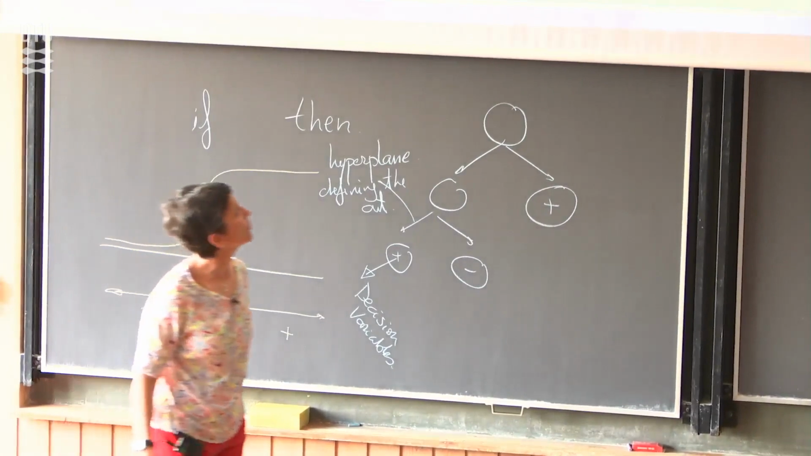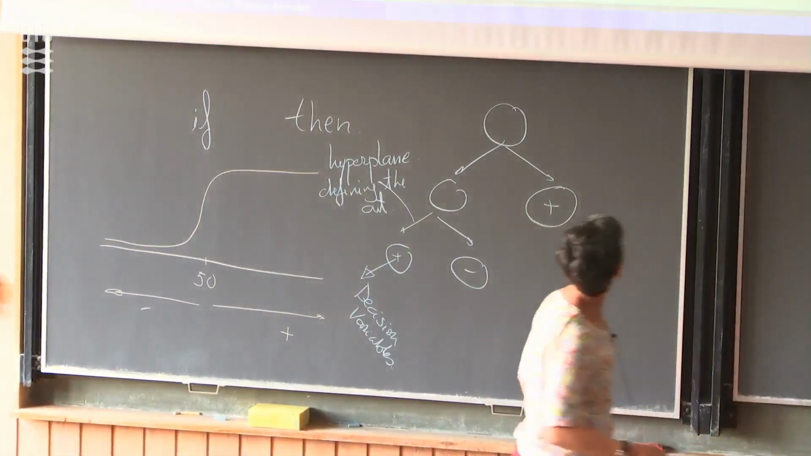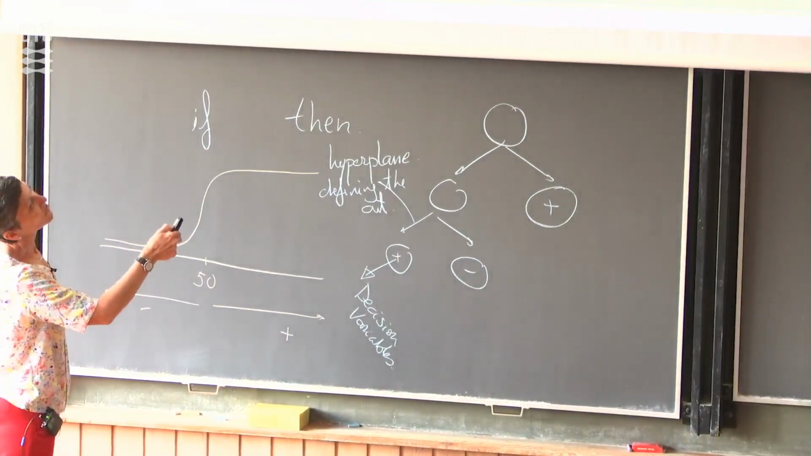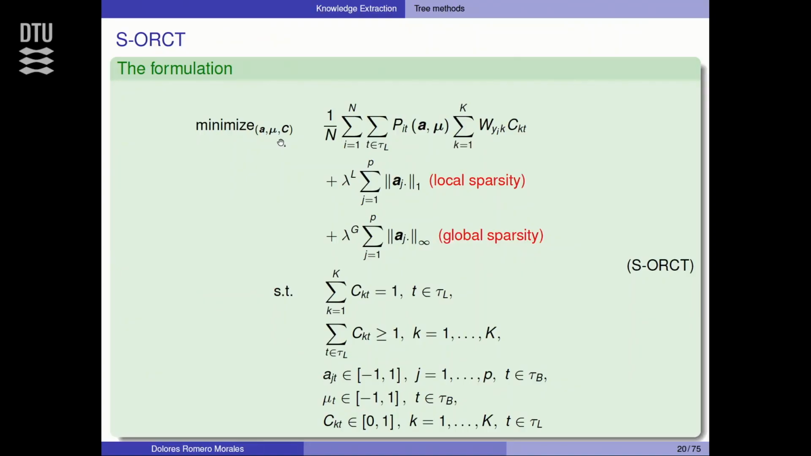So you have these decision variables. For every terminal node, you have to decide one of these classes. So you make a decision whether it's positive or negative. And actually, your feasible region is wonderful.